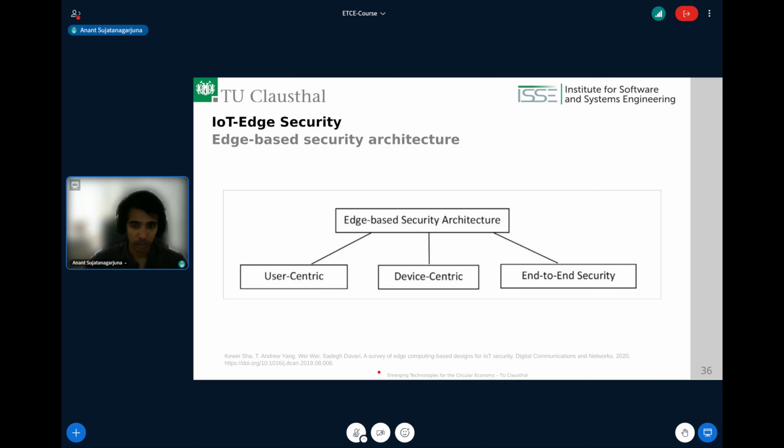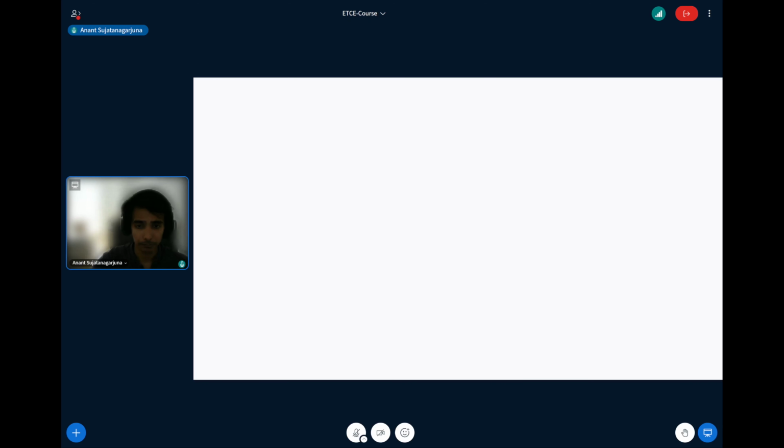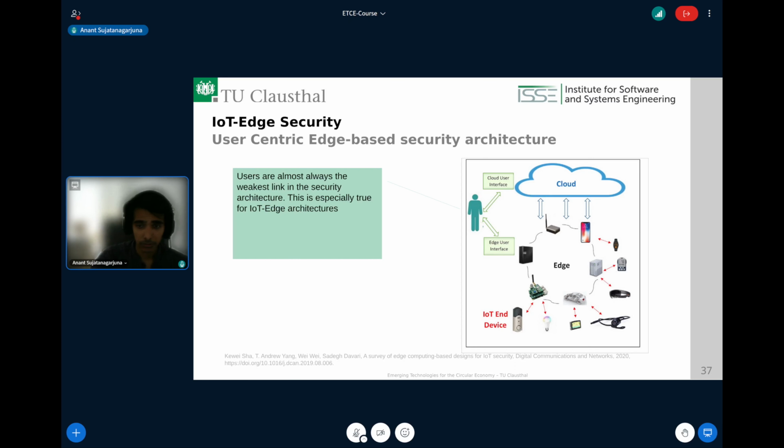There was this paper which has a survey on different edge computing based designs for IoT security, and these slides here are based on it. There are generally three parts of having security in your edge systems: the user-centric approach, the device-centric approach, and end-to-end security coming from your IoT devices to your edge devices and then your final cloud systems. One thing that is common in not just edge systems, but any type of security system, is that the users are the weakest link in this architecture.